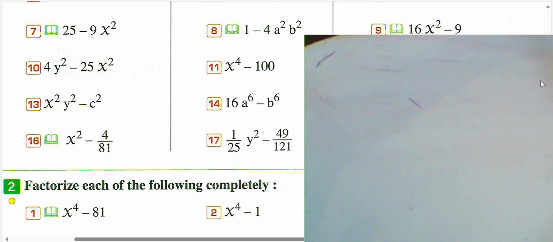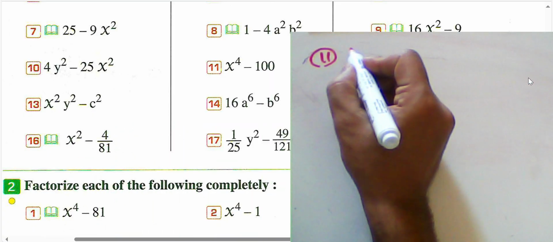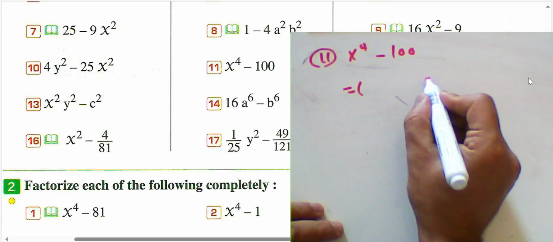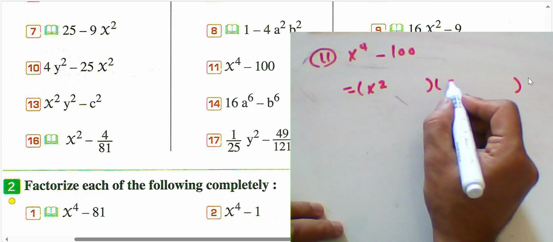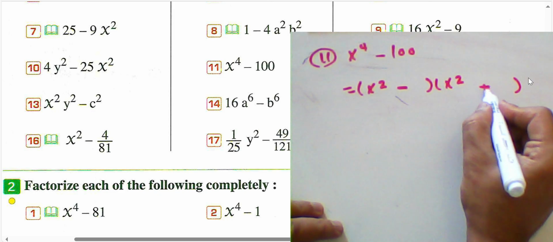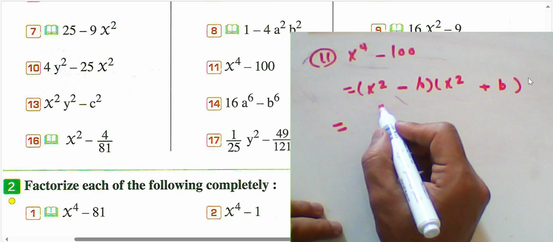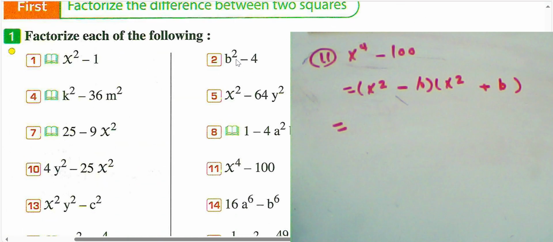حاول تركز معايا كده. نشوف مثلا question number 11 وازاي نتعامل معاها. عندي هنا x power 4 subtract by 100. We can write brackets, small brackets and greater brackets. Square root of the first will be x power 2 and x power 2. Write negative and positive. Square root of 10 is 10. And then we can factorize also this number. No, we can't factorize it. But we won't find a solution by factorizing this number.